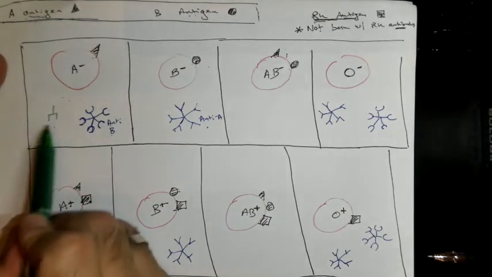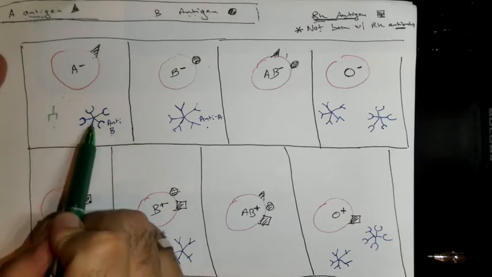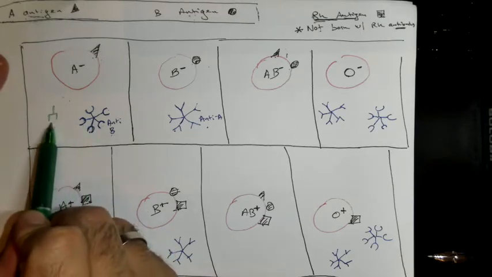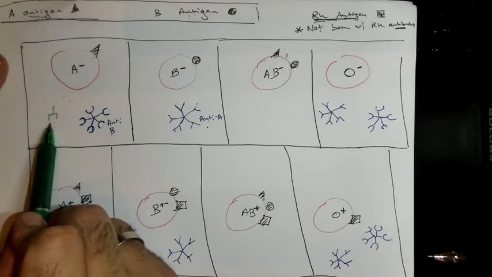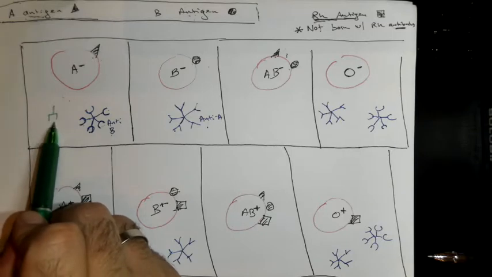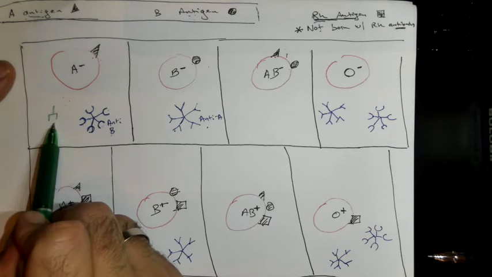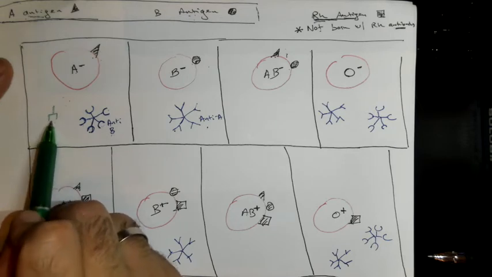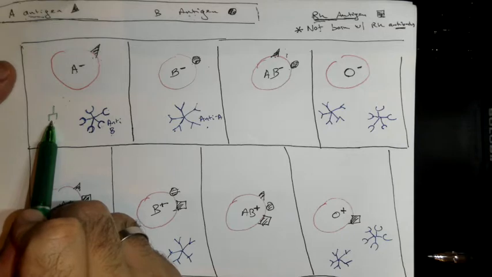Now notice how I'm drawing them. I'm not drawing them as IgMs, I'm drawing them as IgGs. And that's a big other difference here. These are the ones that are implicated in the hemolytic anemia of the newborn because these are small enough to cross the placenta, as we're going to see shortly.